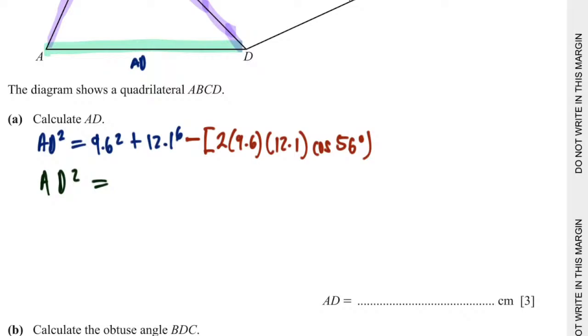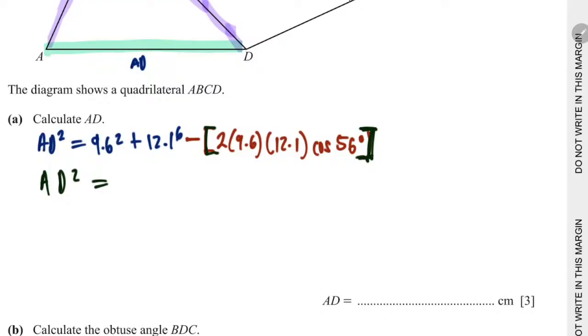What is it? All right. Anu, did you put it exactly like this? Did you put the brackets exactly the way I did? Ooh, something is wrong. Your answer is too big. Try again. Put all the brackets. Say 9.6 squared plus 12.1 squared minus open bracket 2, open bracket 9.6 close, open another one 12.1 close, cos 56 degrees close. Tell me what you get.